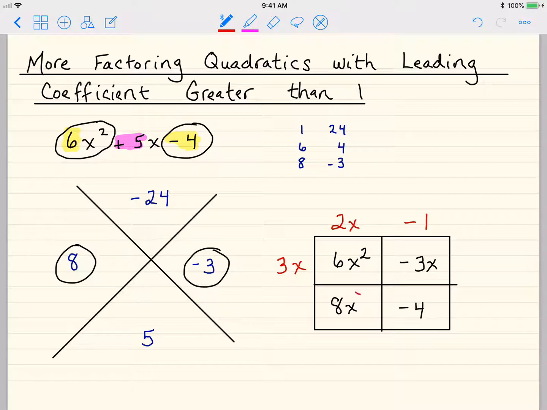And then for the 2x, I can think of a number that I would need to multiply by to get 8x. I would need to put a +4 along the side of this box. So that'll work. Okay, so +4 goes here.